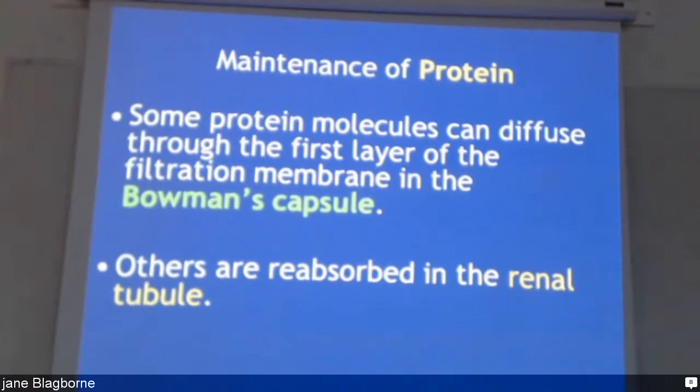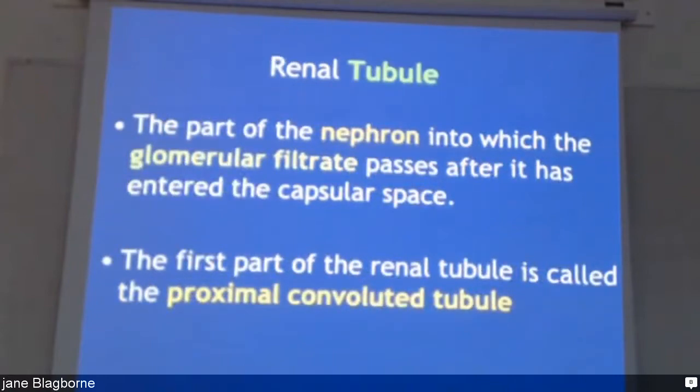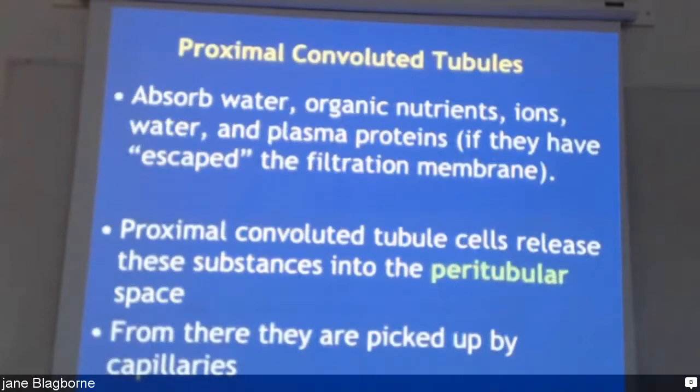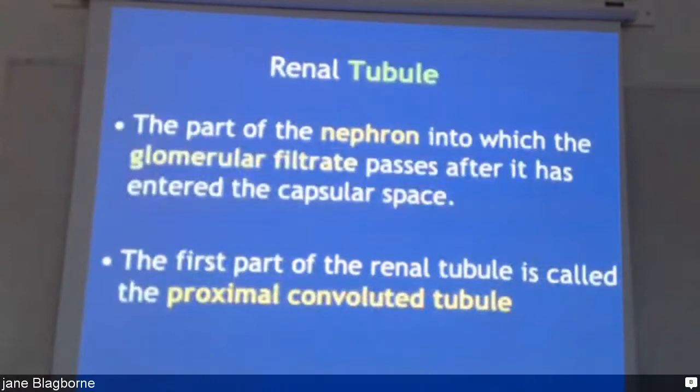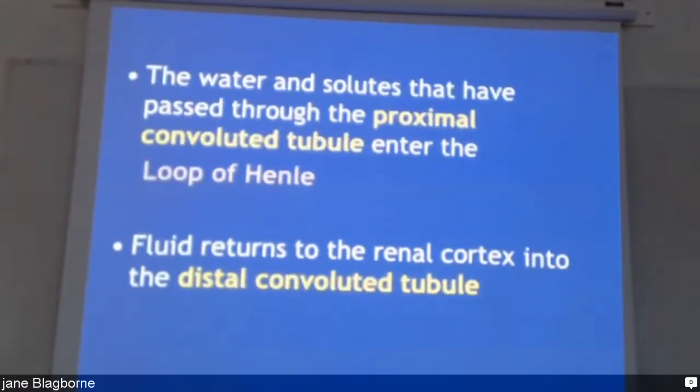Okay, I'll just let you read through that, because we've kind of talked about these already. The renal tubule, part of the nephron to which the glomerular filtrate passes after entering the capsular space. And the first part of the renal tubule is called the proximal convoluted tubule. And we've already had that. Okay, I went too far. Okay, back. So the reason I put this in color is the loop of Henle you will see again. So just to make note of that, but we've chatted already about that as well.